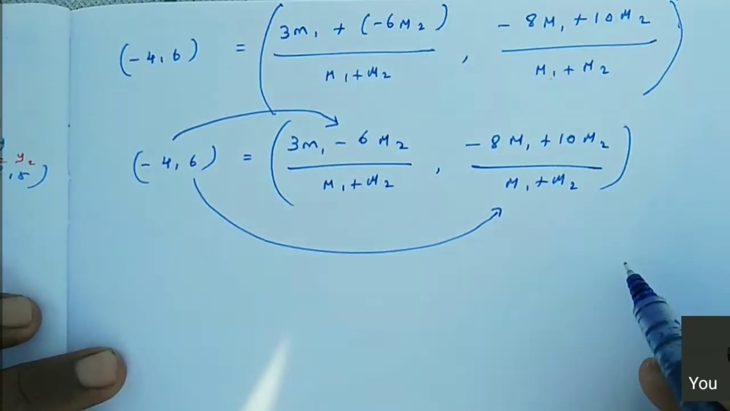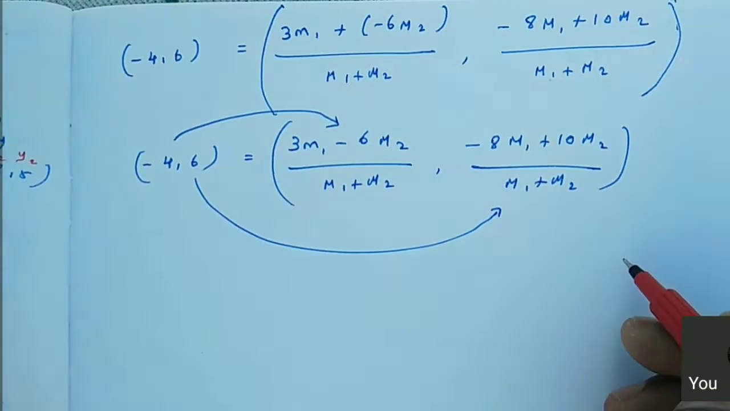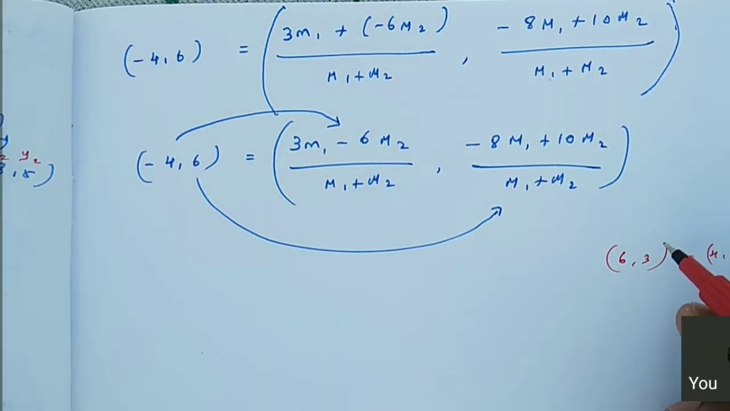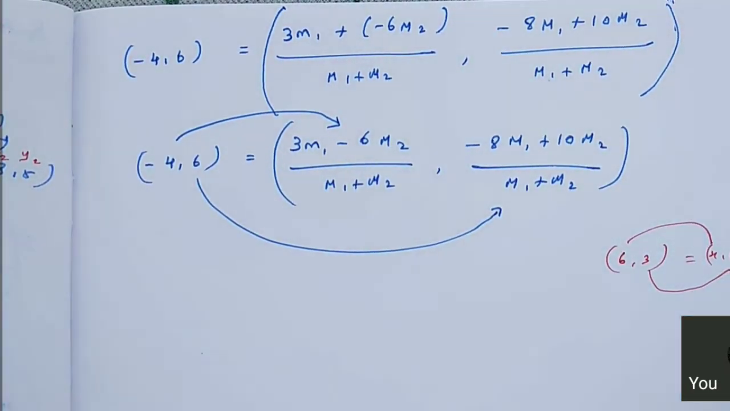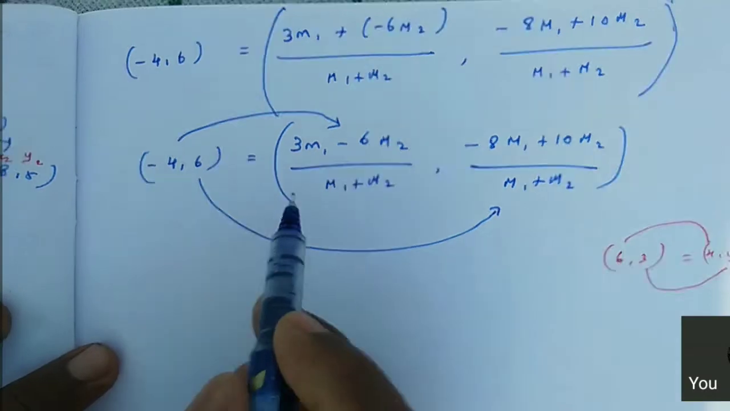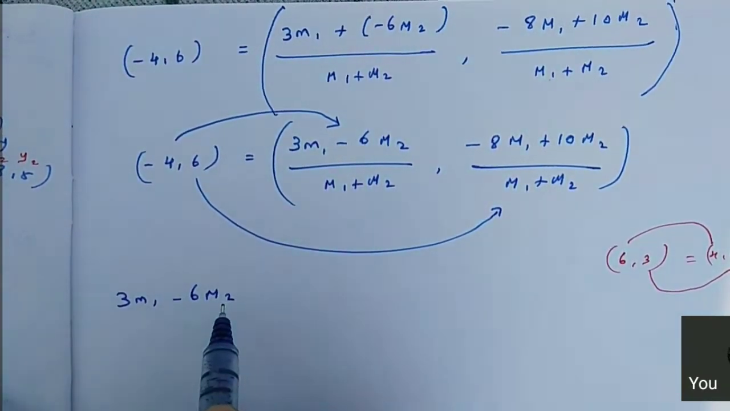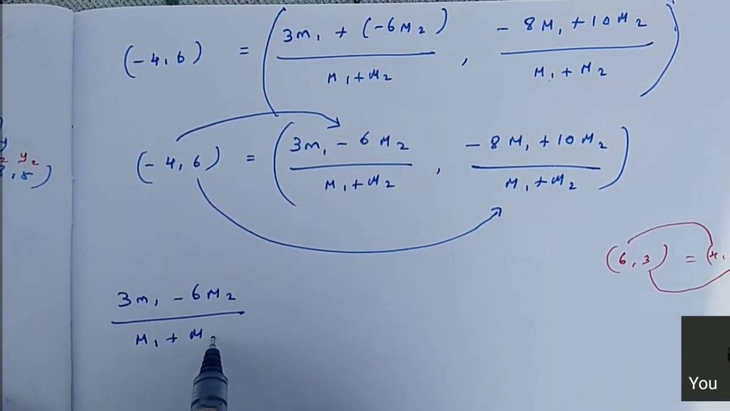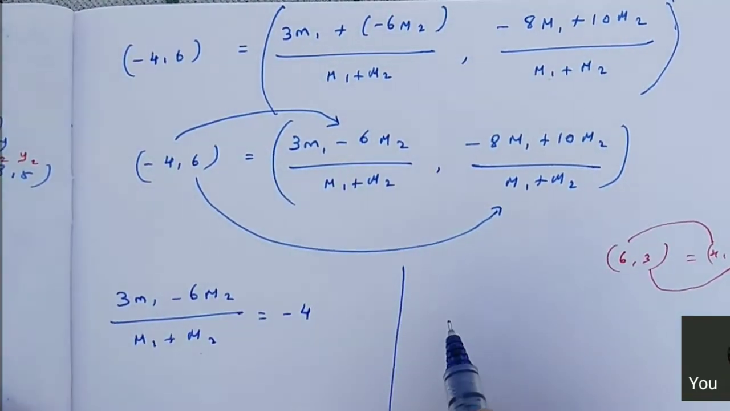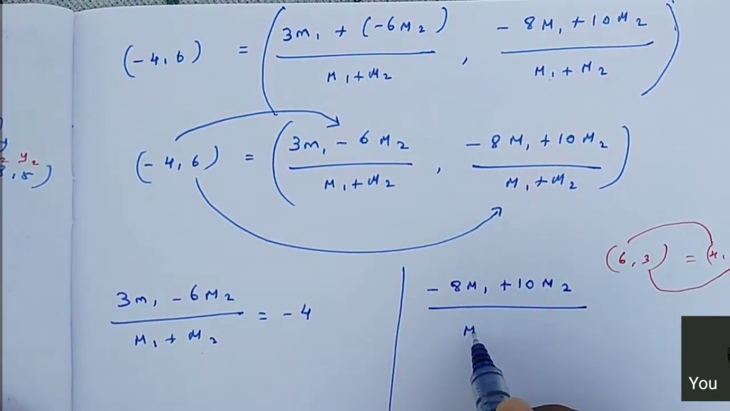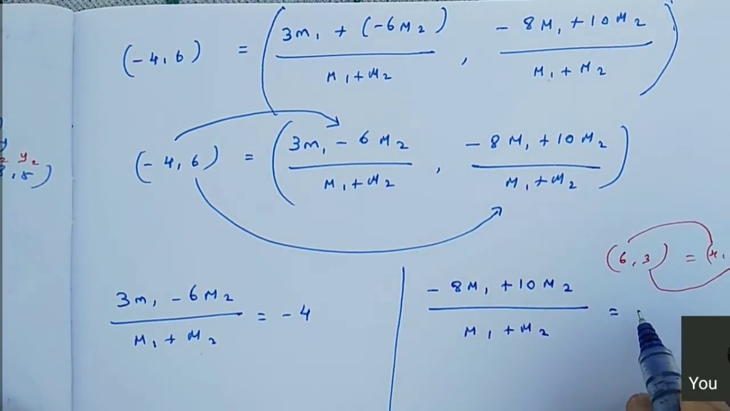For example, see here. I'll write 6 comma 3, which is equal to x comma y. The x value here is 6 and the y value is 3. Clear? The same way we should write. So first, consider (3m1 minus 6m2) divided by (m1 plus m2) equal to minus 4. Then (minus 8m1 plus 10m2) divided by (m1 plus m2) is equal to 6. Are you clear?